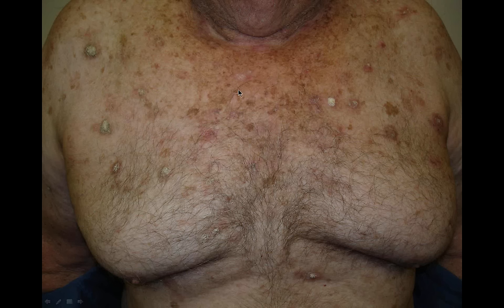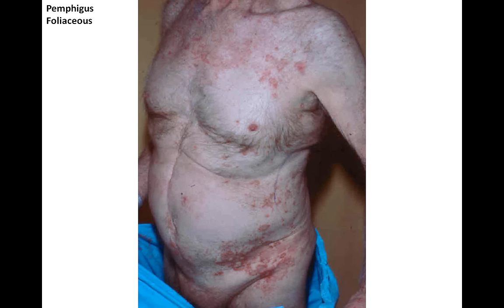You may look at this and think, what have I got here? Is it some form of staph infection with crust formation? Here's another example of it, of Pemphigus foliaceus, fairly early on.